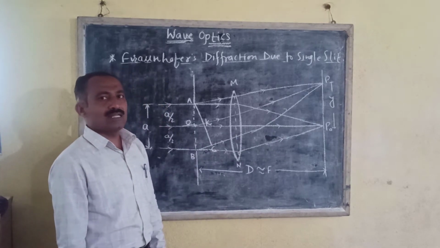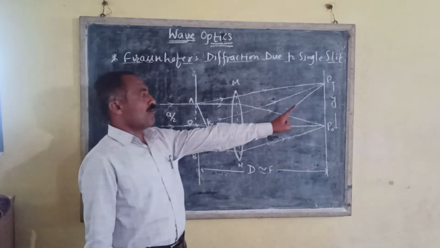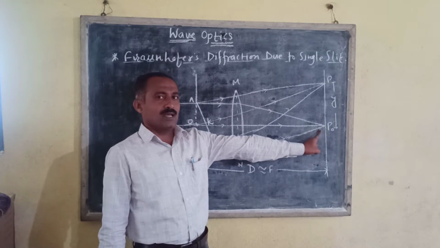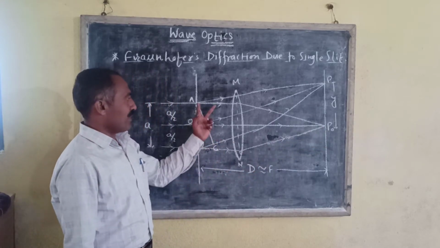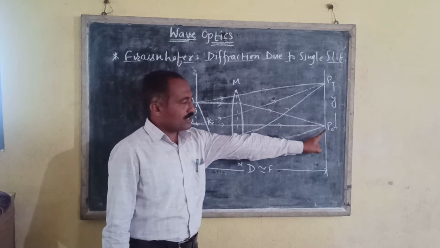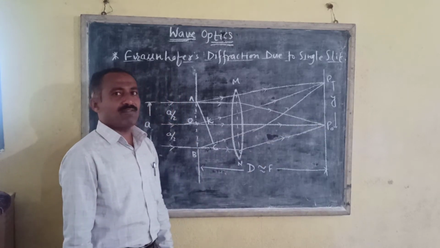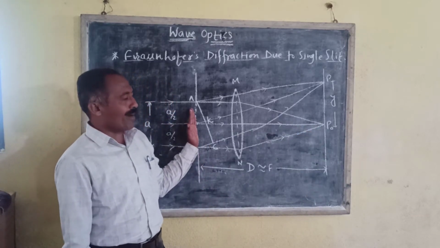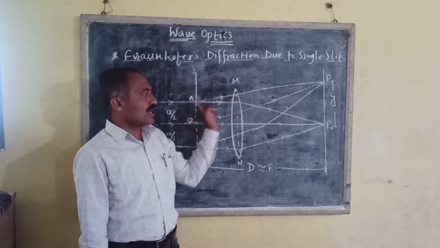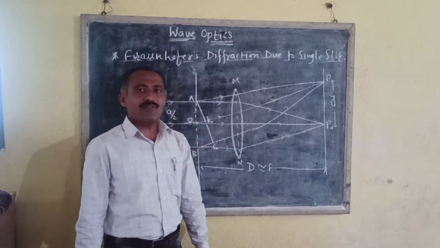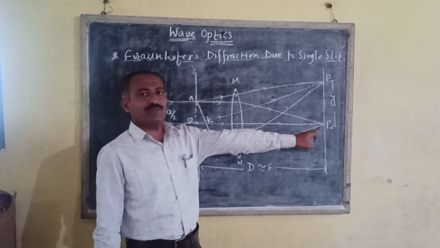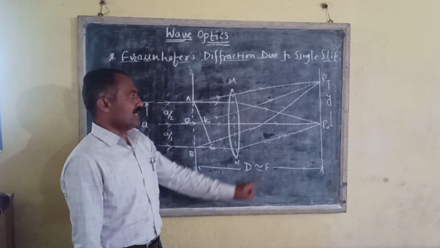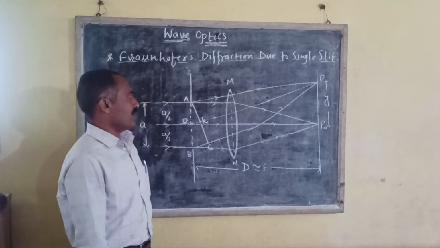Hence they arrive constructively and produce a bright fringe at P0, known as the central maxima. All the rays which are parallel to OP0 and reaching P0 cover equal path length before reaching P0. Hence there is no path difference. That means all the waves reaching the point P0 interfere constructively, and a bright fringe is produced at P0, known as the central maxima. So P0 is the position of the central maxima.